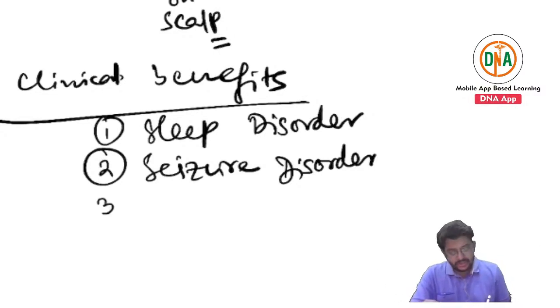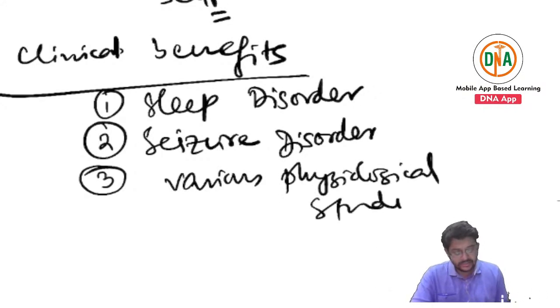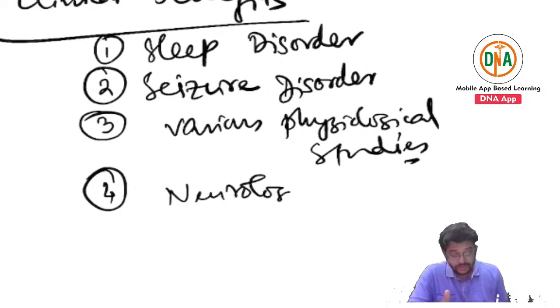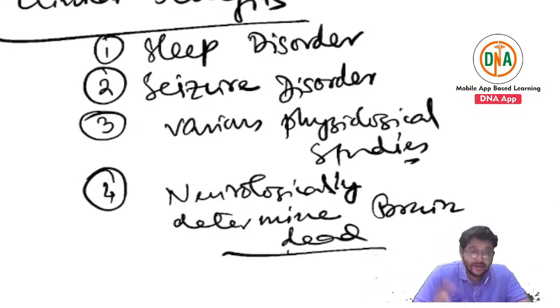Okay, so sleep disorder, then seizure disorder, and then various physiological studies. Sometimes we can use it as a lie detector. Also, to neurologically determine brain death, there also we require EEG. So these are the things that we must go through. These are the requirements of EEG. There are other requirements also, research activity particularly, or some drug trial, where we can use EEG, but more or less from your first year point of view, this much you need to know.